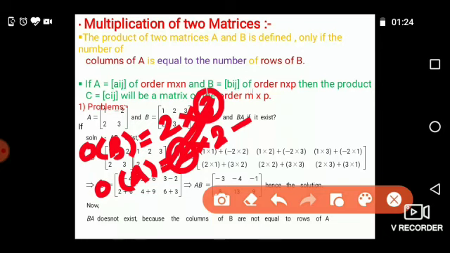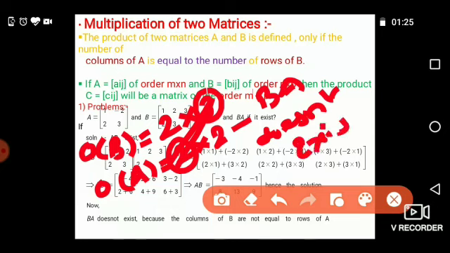Therefore, BA does not exist. If this condition is satisfied, then only we can say that BA exists. Otherwise, BA does not exist. Once again, the reason is the number of columns in B is not equal to the number of rows in A. Therefore, BA does not exist. The multiplication BA does not exist.